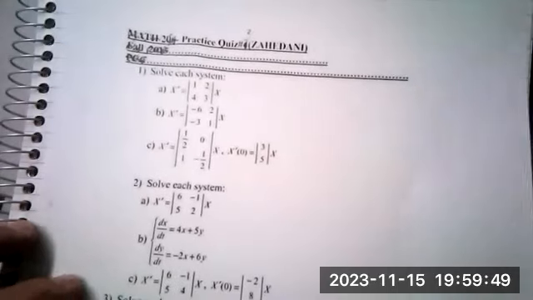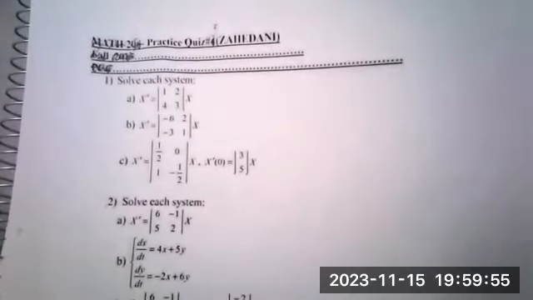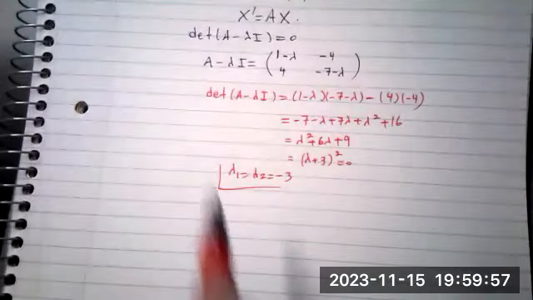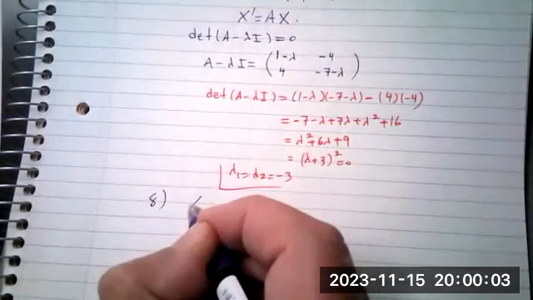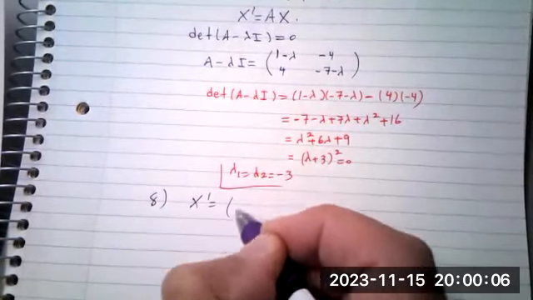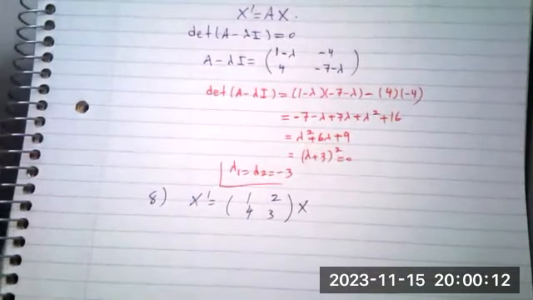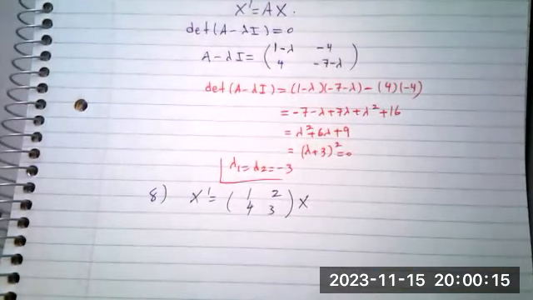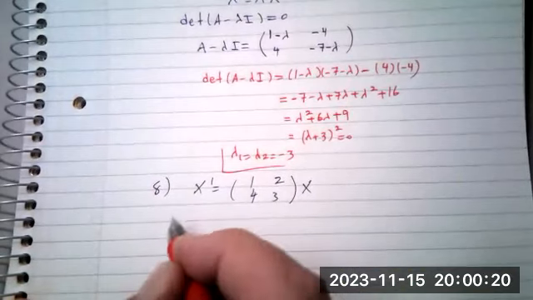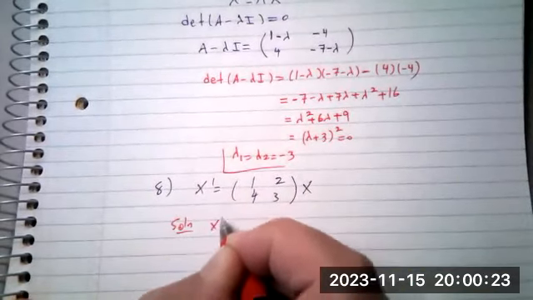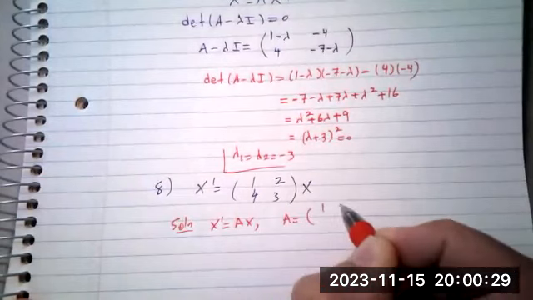So randomly, let's check one of these to see if it's going to be the case. We're checking the first one: 1, 2, 4, 3. Let's call it number 8. This is the equation: x prime equals the matrix 1, 2, 4, 3 times x. Somebody check to see if these eigenvalues are going to be distinct. So the solution is going to be x prime equal to Ax. So A is this one, 1, 2, 4, 3.